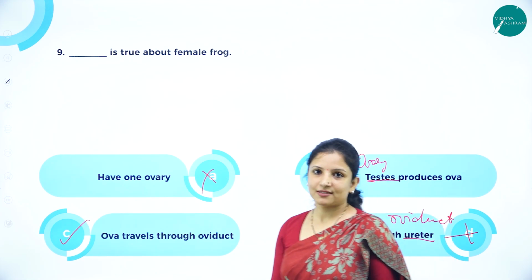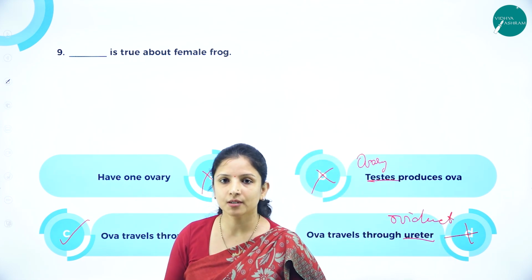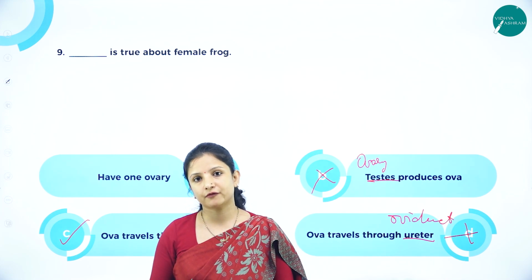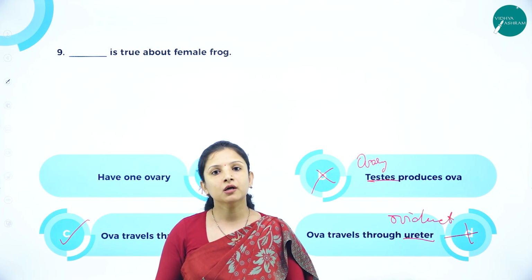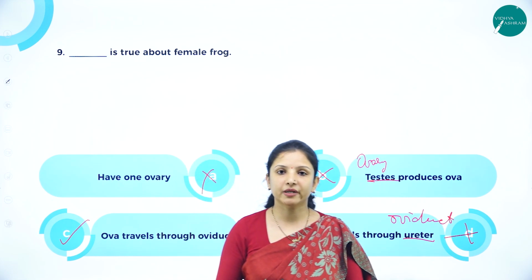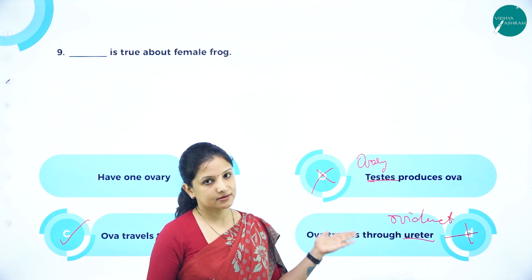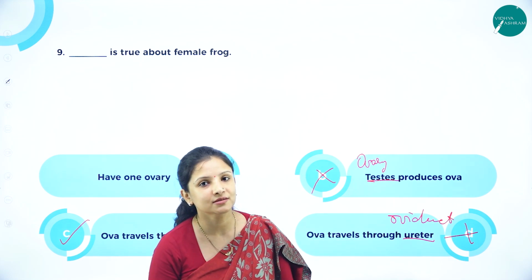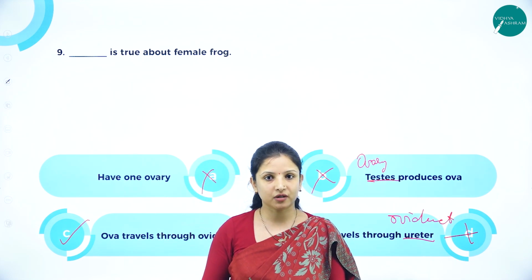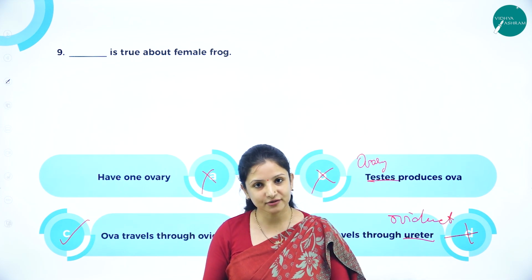So this was about the session wherein we learnt about the reproductive structures of the frog, that is the male and the female frog. We also got to know the uses or benefits of frog, and also some of the MCQs under this particular topic. So this is the last session under this particular chapter. I hope you understood the session well.